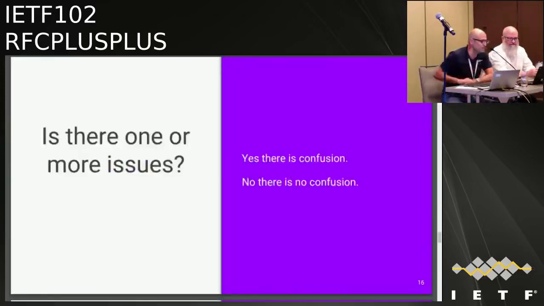So having said that, for the questions we prepared, we would like people to go to the mic to try to address them, and then depending on how it goes, we may take a hand vote at the end or not. We will play it by ear and take it from there. So the first one is obviously, is there one or more issues? People have been talking about different issues. There doesn't seem to be an agreement on what the exact issue is, or if there are several. So, is there confusion or no confusion? We would like to hear about that.